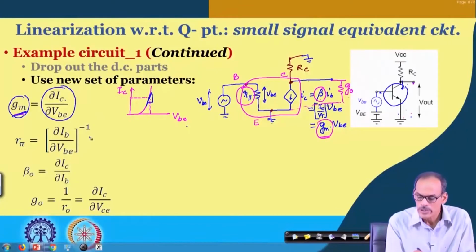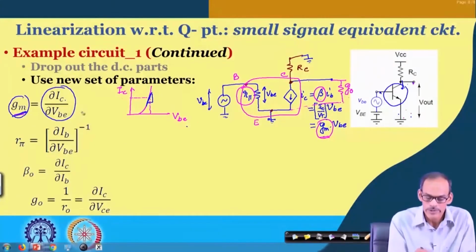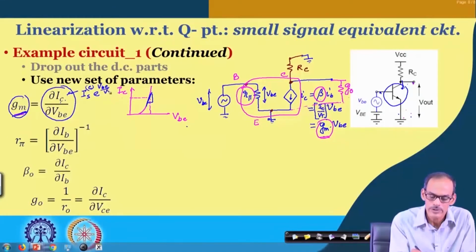And we already have, in a different way, obtained this expression of gm. It is capital IC divided by VT. In fact, if you use the expression of this IC in the form of IS e to the power VBE by VT, and then take the first derivative of this expression, what you get is IC divided by VT.